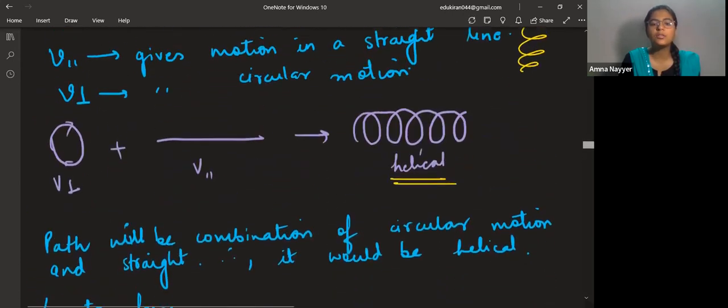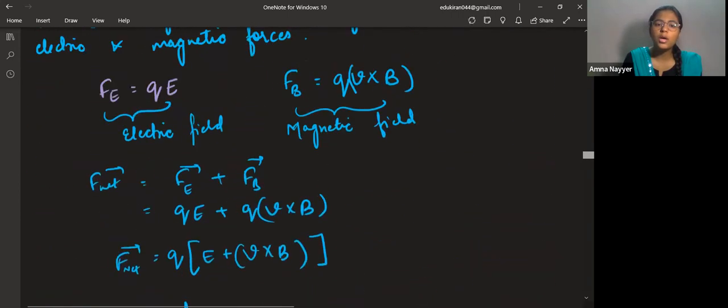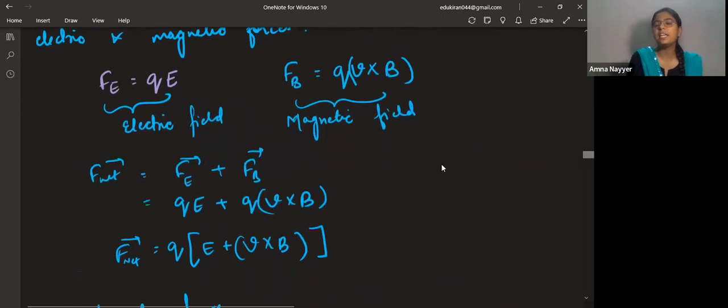So yes, the path is a combination of circular and straight motion. It is helical like this. This is the case. Now, Lorentz force: if we combine electric field and magnetic field, somewhere you have a field where the electric field is also existing and the magnetic field is also existing.